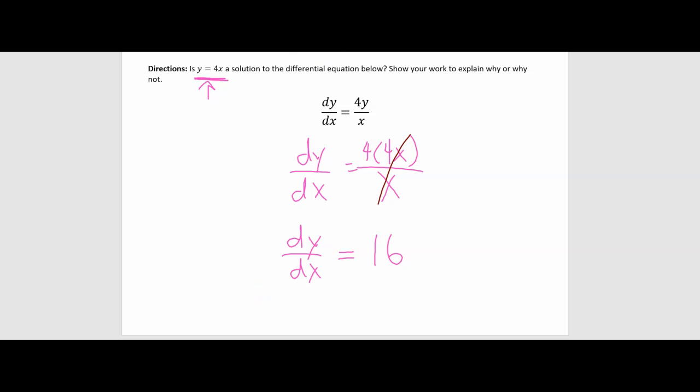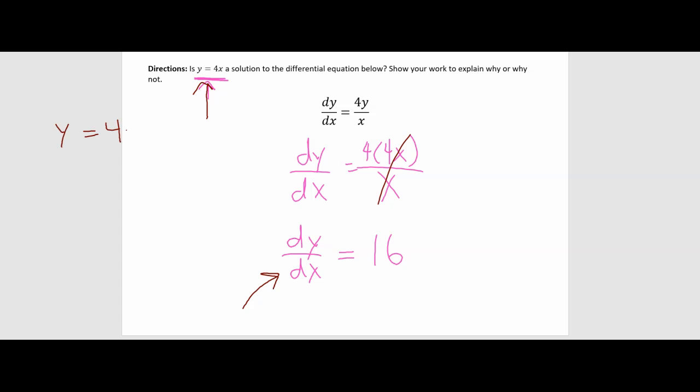Is there any way I could figure out what that's supposed to be? Because the differential equation says it's supposed to be 16. But is there anything I could do with that possible solution up here? This y equals 4x. Well, what if I took the derivative with respect to x?